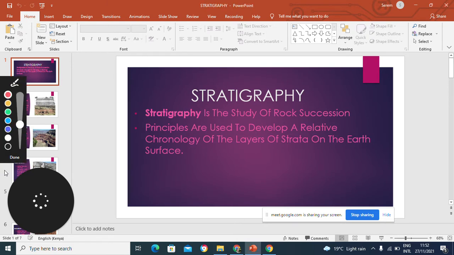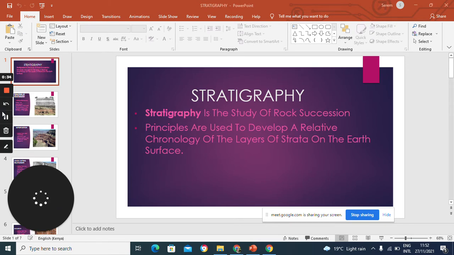The principles of stratigraphy are used to develop a relative chronology of layers of strata on the earth. So what we're trying to say is that basically in stratigraphy we are trying to look at the layering of rocks, and in today's lesson we are going to look at the 6 principles of stratigraphy.